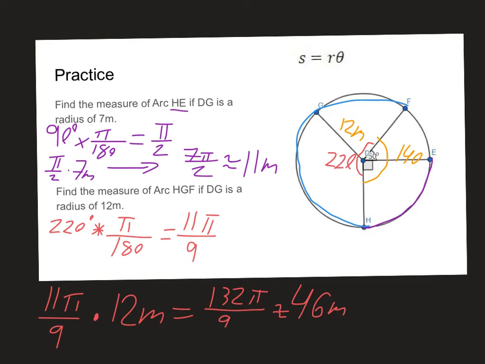And that's really it about arc lengths. We use our equation, identify what we have, and then use our equation to find out what we're missing.